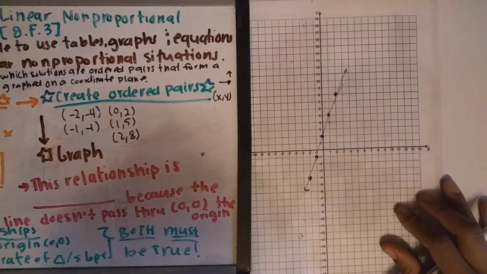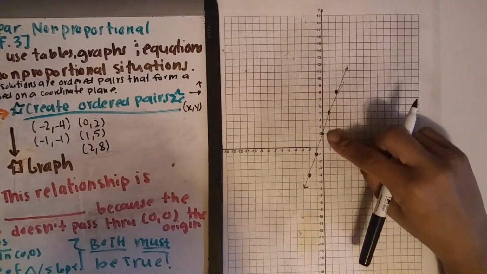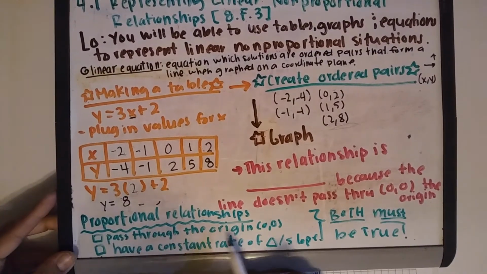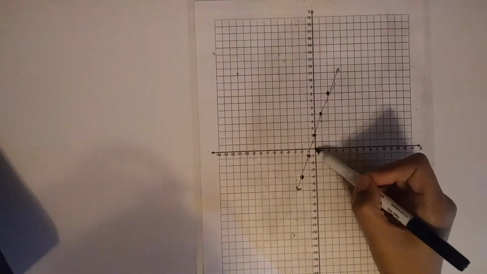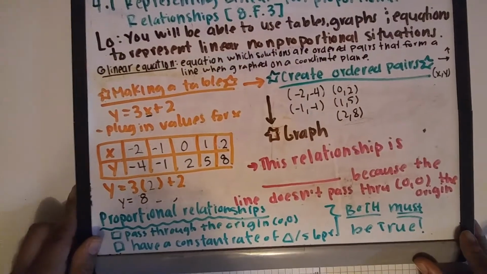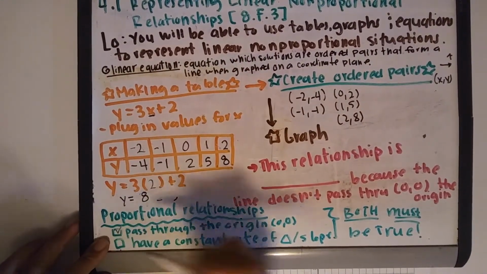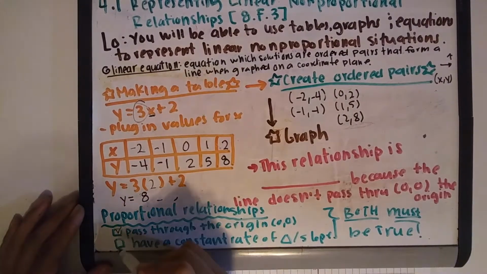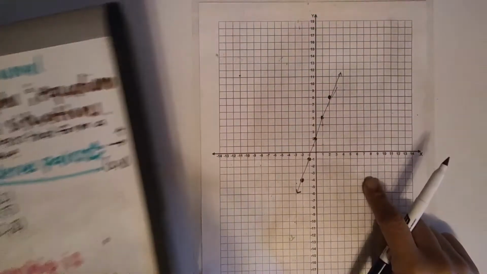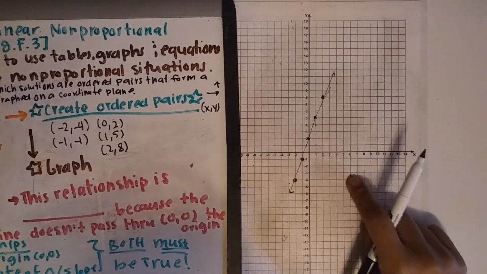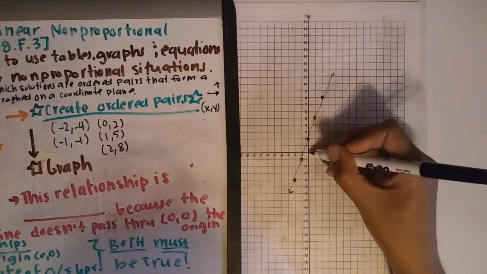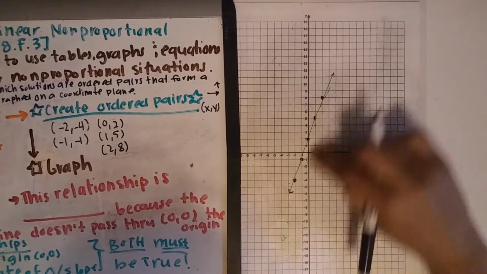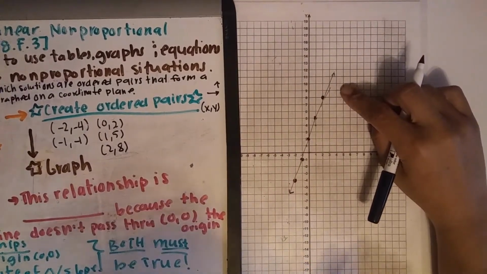Now I want you to look here. For any proportional relationship, the line has to go through the origin. Remember, this is the origin right here. Does the line go through that? No. For a proportional relationship, the line should go through the origin and have a constant rate of change, which is our slope. So this is a non-proportional, linear relationship. Why? Because it doesn't go through 0, 0. But it is a line, so it is linear, but it's non-proportional.